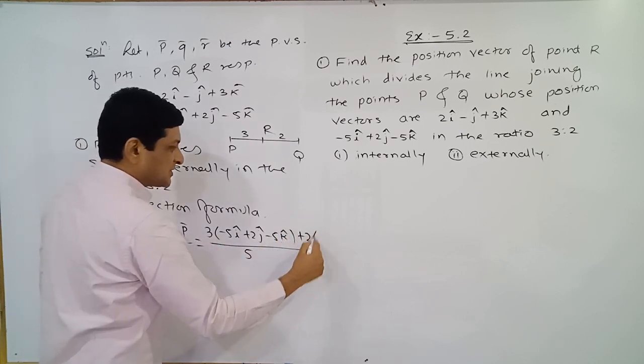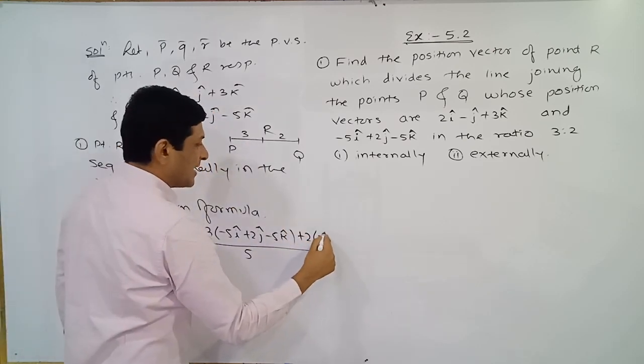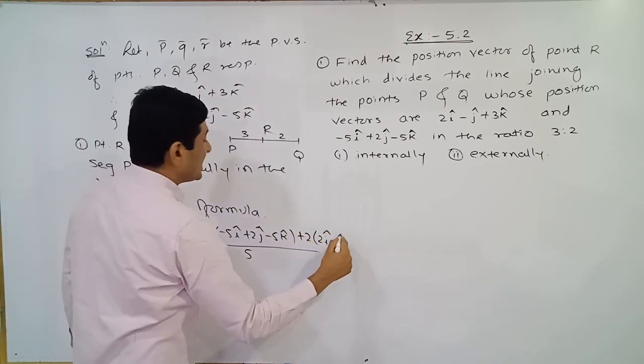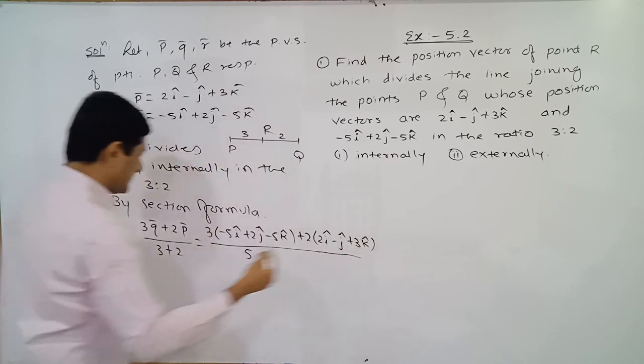Plus 2, keep it as it is. Replace p bar by its value, where the value of p bar is 2i cap minus j cap plus 3k cap. Okay, now let us simplify it.